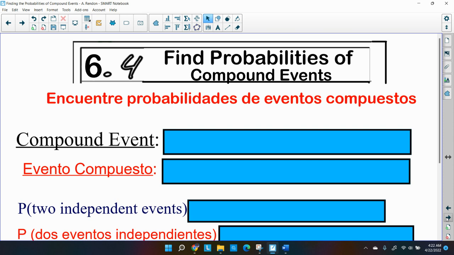So we're going to get right into it. Not going to delay with commercials. So 6.4 is this lesson we're going to be dealing with: finding the probabilities of compound events.